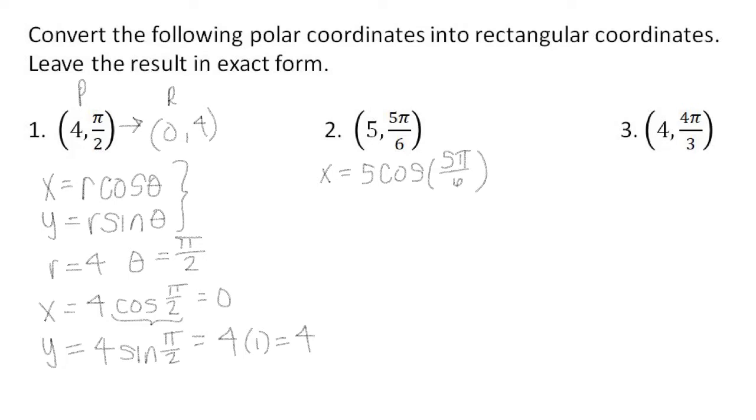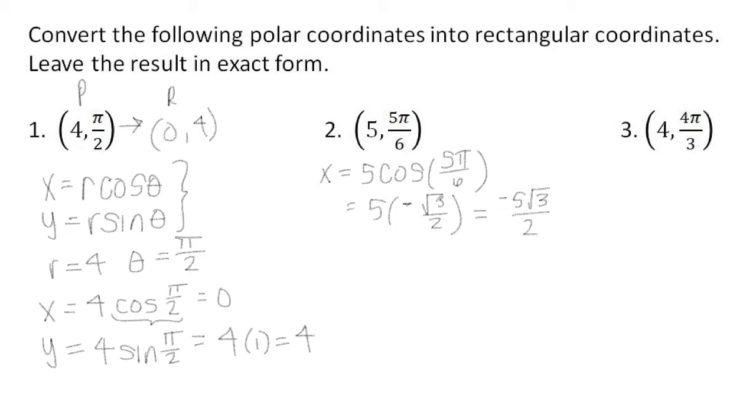And again, if you don't remember, you might need to use your unit circle. That's going to be 5 times cosine of 5 pi over 6, which is going to be negative because you're in the second quadrant. And cosine of 5 pi over 6 is the square root of 3 over 2. So when you multiply that out, you're going to have negative 5 square root of 3 all over 2.